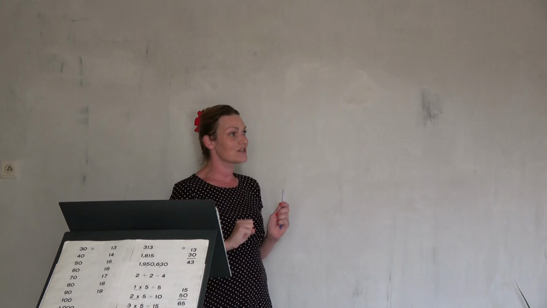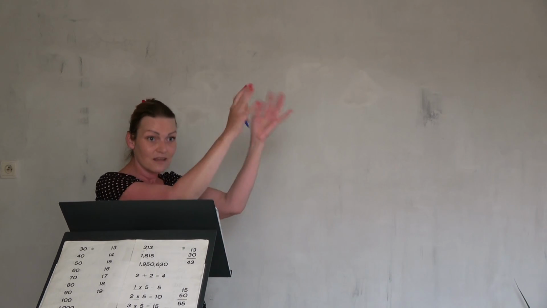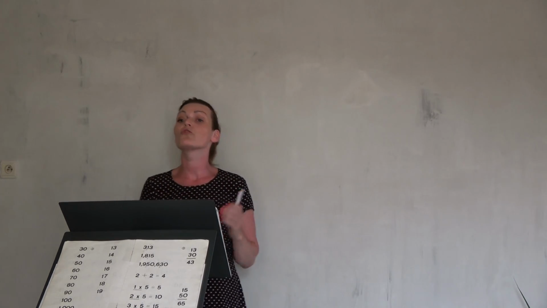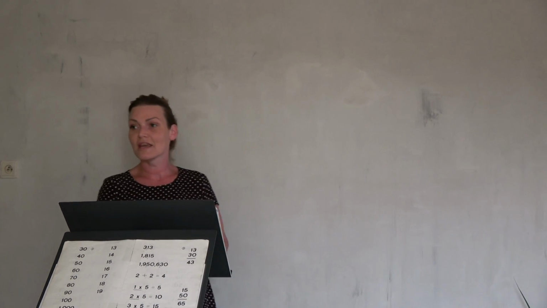Okay. What can we see in the sky during the day? We can see the sun in the sky during the day. What color is the sun? The sun's the color of gold. Okay. What color is the sky today? The sky today is blue.